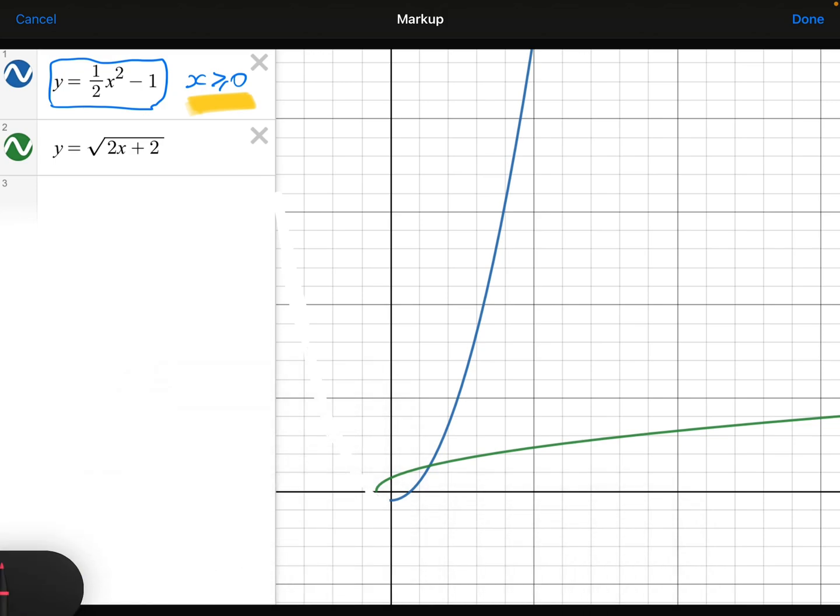The idea of the reflection in the line y equals x still holds true. Hopefully you can see this. This is my line y equals x, and hopefully you can see that the green line there is a reflection of the blue line in the line y equals x.